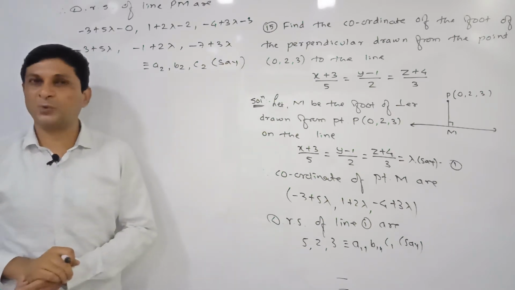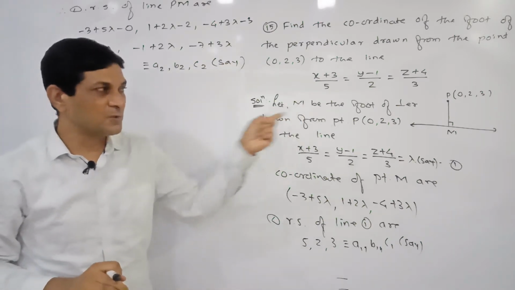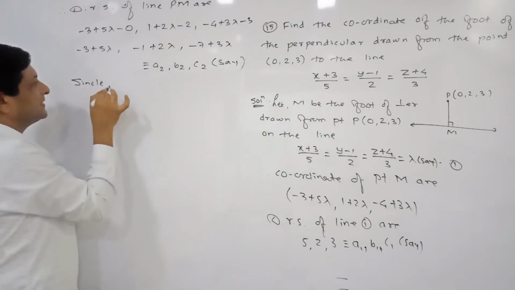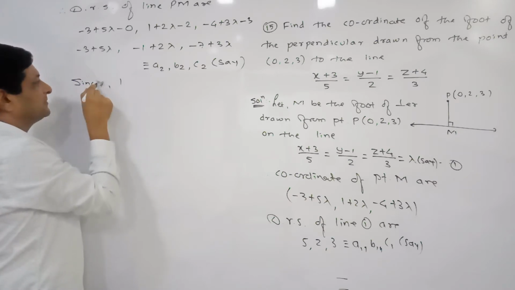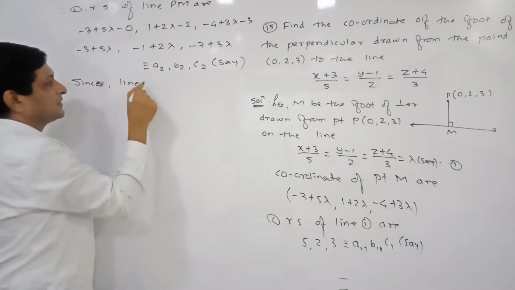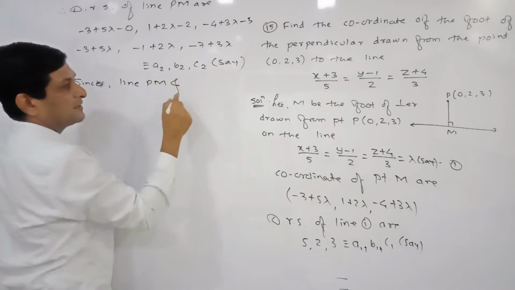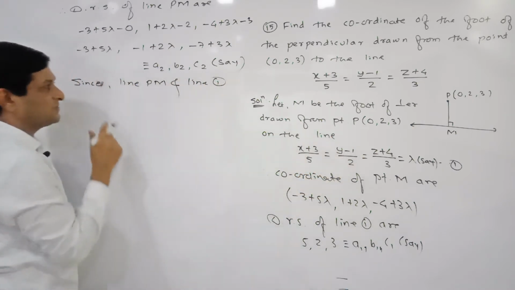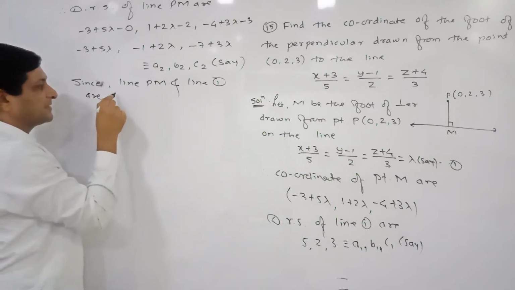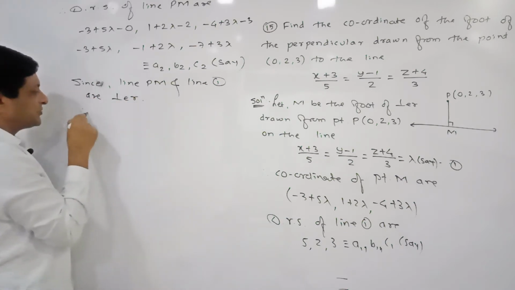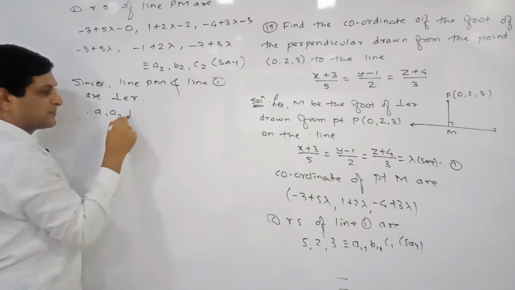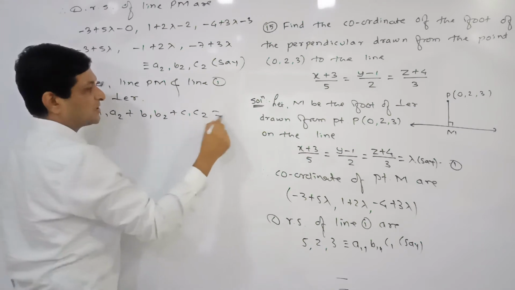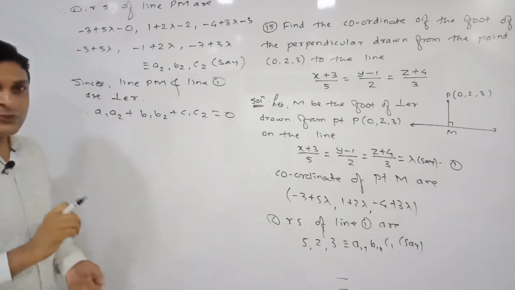Now the direction ratios of both lines are known to us, and these two lines are perpendicular. So since line PM and line 1, which we denoted by equation 1, are perpendicular, their direction ratios satisfy the condition A1A2 plus B1B2 plus C1C2 is equal to 0. Now the remaining part is just to substitute the values.